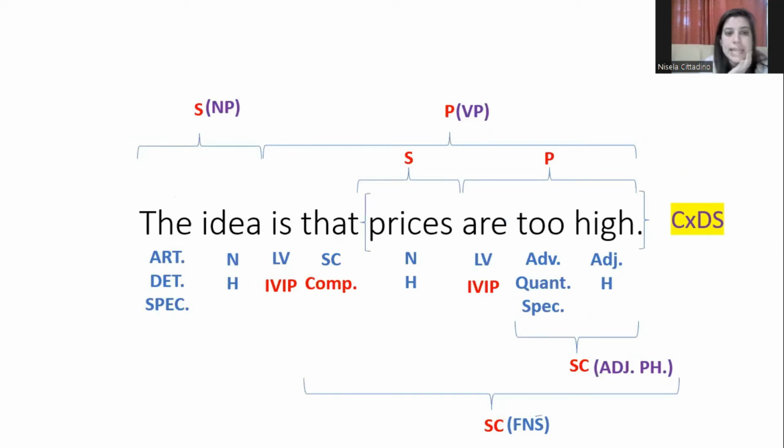Okay, the idea is that prices are too high. Let us identify the clause. Here we find that. Remember that is part of the overall predicate. The idea is that is one clause. Prices are too high is a different clause. So the idea is the subject. Is that prices are too high is the predicate. Okay.